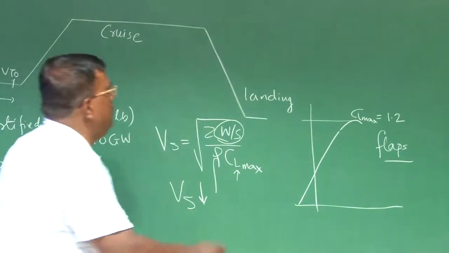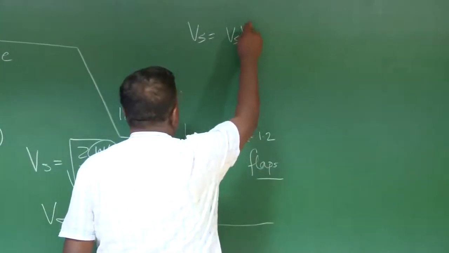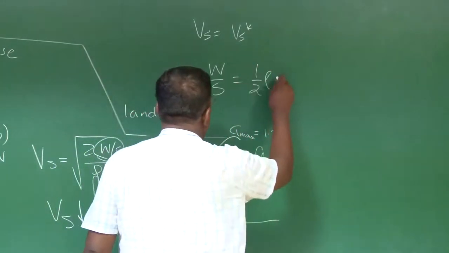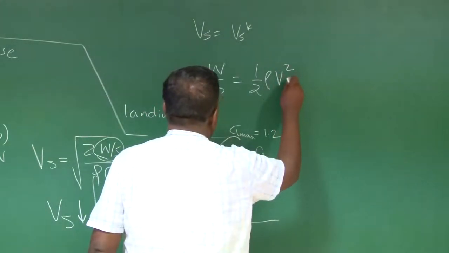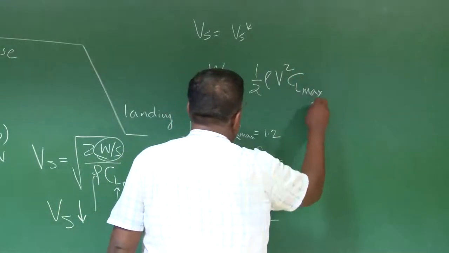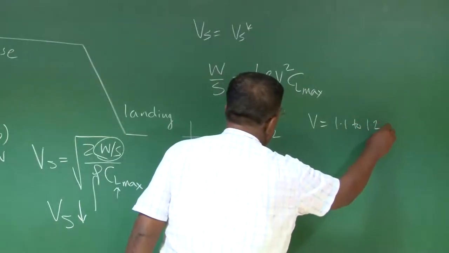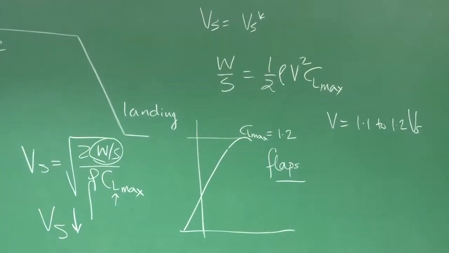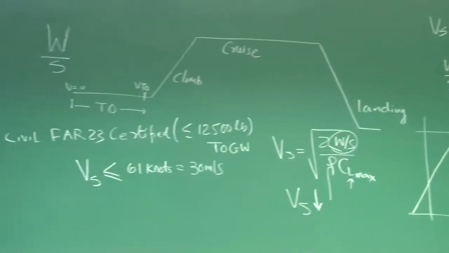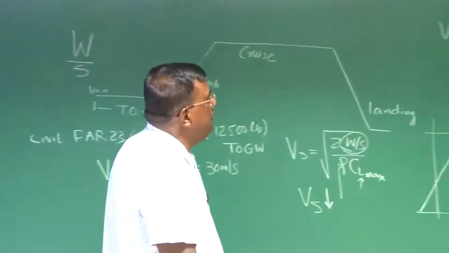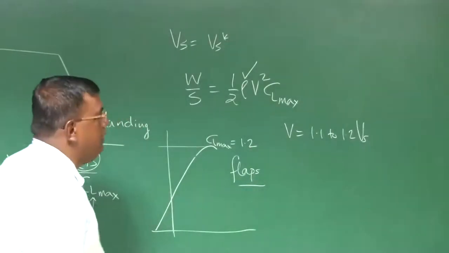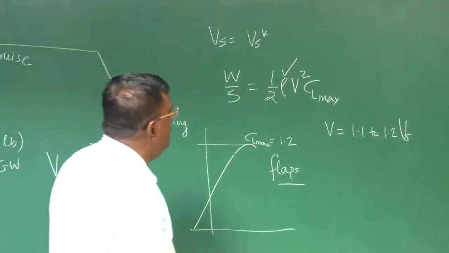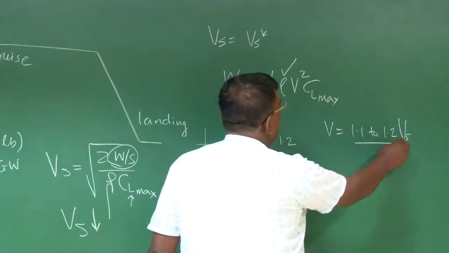So one W by S selection should be, once you prescribe V stall equal to, let's say, V stall star, you know the W by S required for that is half rho V square into CL max. And that V could be 1.1 to 1.2 times V stall. Somewhere you will find it may be 1.15 or 1.3. All those numbers are as per the regulatory prescriptions. The important thing is, once I know at what altitude I am going to take off, because you can take off from sea level, also from a high altitude, then you already know V is nothing but 1.1 to 1.2 times V stall.